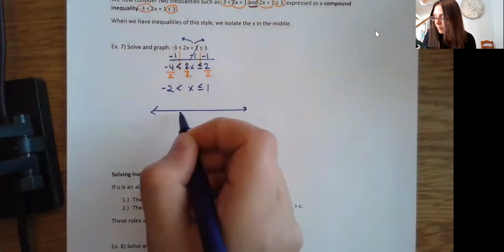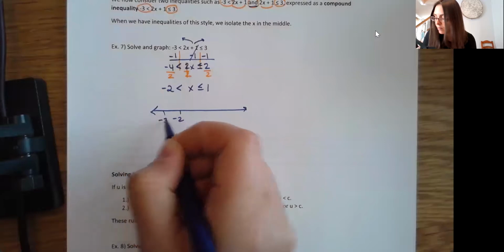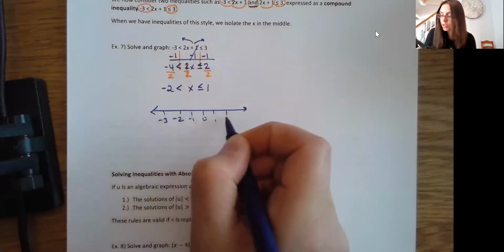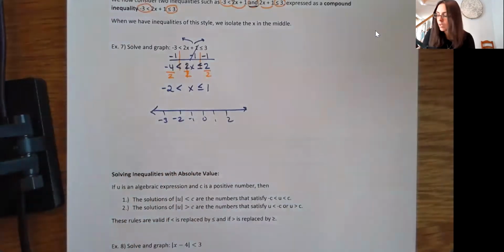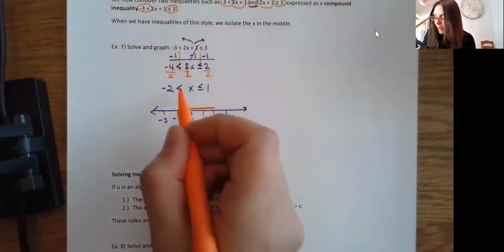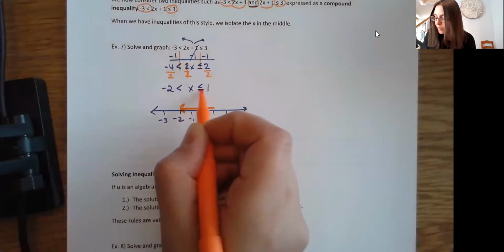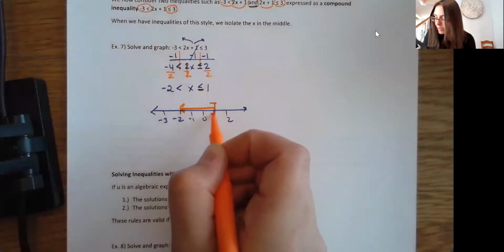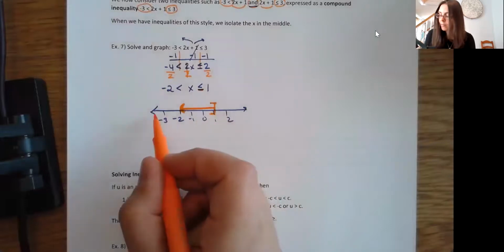And when you graph it, you're just going to graph in between those values. So we're going to go from -2 to 1. It's like a little sandwich. And then on this side, I have a parenthesis. And here, because I have that equal sign, I'm going to use a bracket. So there's my set answer. This is my graphing answer.